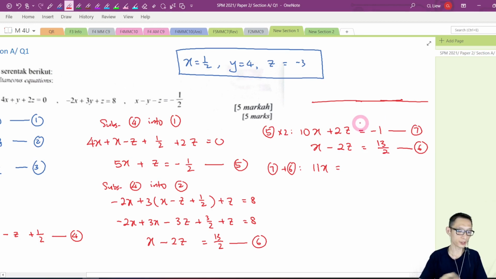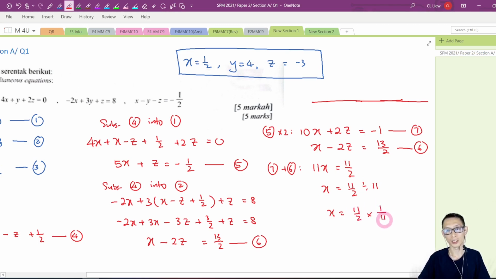So this plus this, just press your calculator, negative 1 plus 13 over 2, you will get 11 over 2. So this is 11 times x. Bring it to another side, it becomes 11 over 2 divided by 11, which means 11 over 2 times 1 over 11. Okay, x is equal to 1 over 2. Once you get the answers of the one variable, compare with the answer given by your calculator. If this is not correct, you have to redo it again. So okay, this is correct.